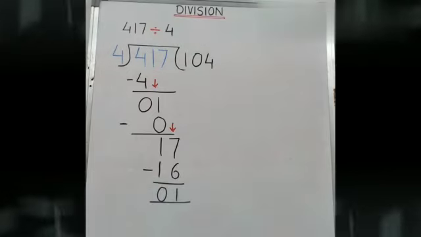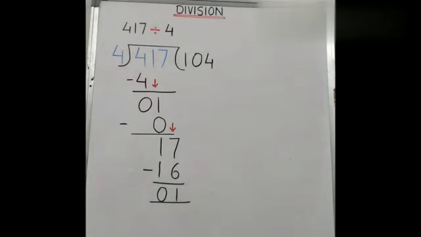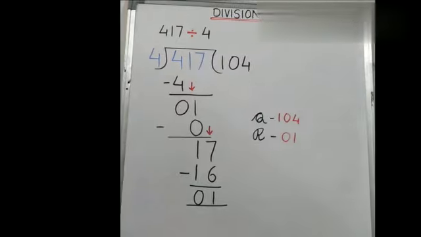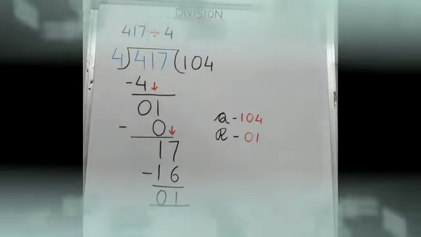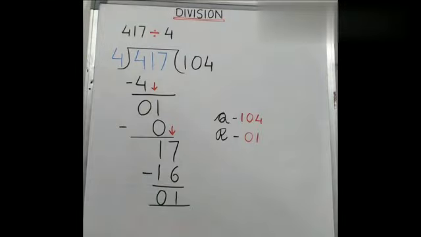Now let us bring down the next digit from the dividend, that is 7. So when we bring it down beside 1, it will form the number 17. Let us find the equal or lesser number than 17 in the table of 4. It's 4 fours are 16. After subtracting 16, we will get 1. But 1 is less than the divisor, so our quotient ends here. Do not forget to write quotient and remainder when our sum gets over.